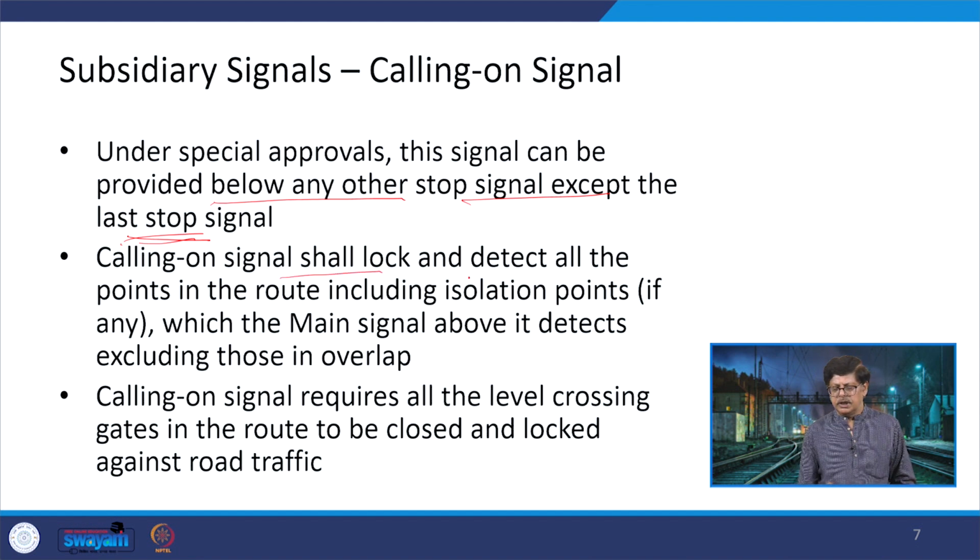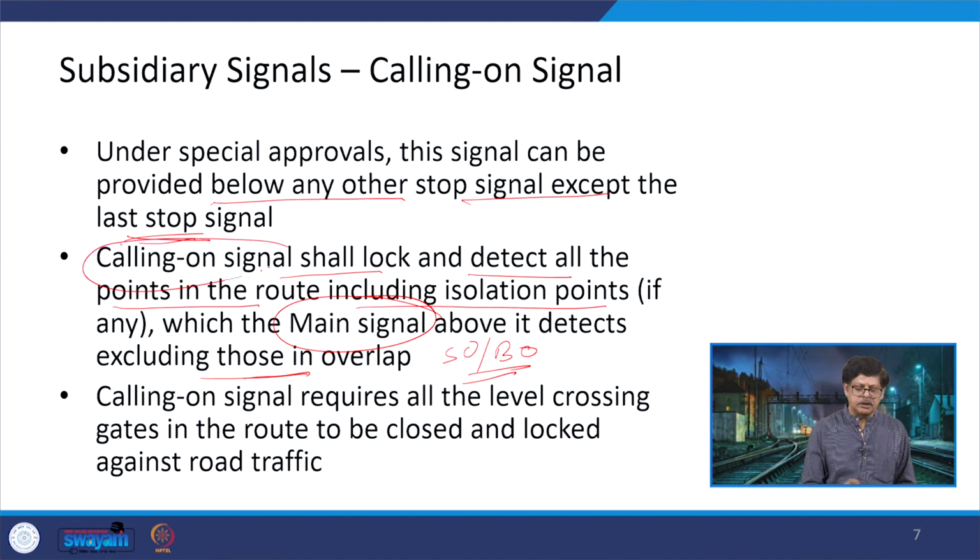It shall lock and detect all the points in the route including the isolation points, if any, which the main signal above it detects, excluding those in the overlap area. We talked about the overlap areas, station overlap area and the block overlap area, like 120 meters, 180 meters. In those particular areas if something is coming, we are not talking about it, but anything which is being detected by a main signal which is provided at the top is also being detected by the calling on signal. So, that means now they can work in unison.